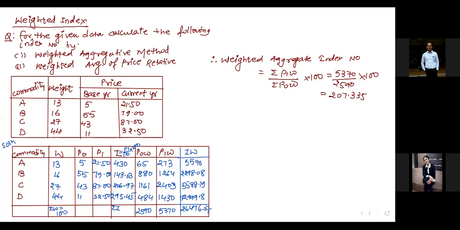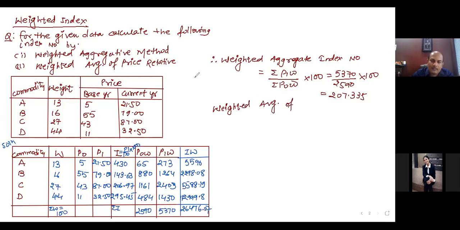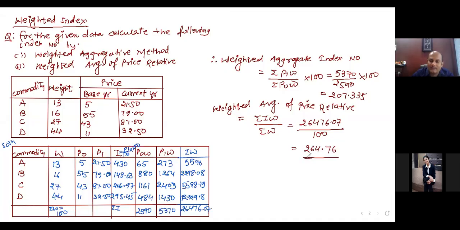Okay. And the second one is weighted average of price relative, which is equal to summation of IW upon summation of W. Summation of IW we have calculated as 26476.07 upon summation of W is 100. That gives me the answer as 264.76, rounding off to 2 decimal places.